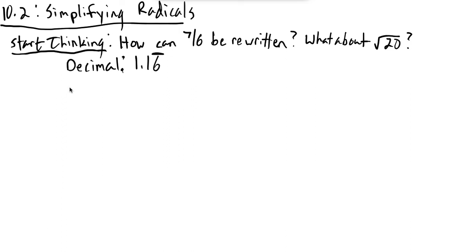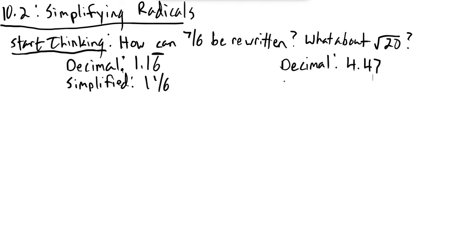But how else can we rewrite it? Well, we can simplify it, right? We can write it as a proper or a simple fraction. We can write it as 1 and 1/6. We can do the same thing with the square root of 20. We can write it as a decimal, and that decimal comes out to be about 4.47. But we'll be learning how to simplify them today.